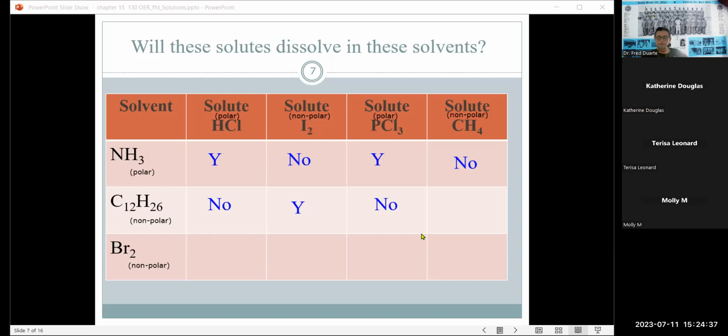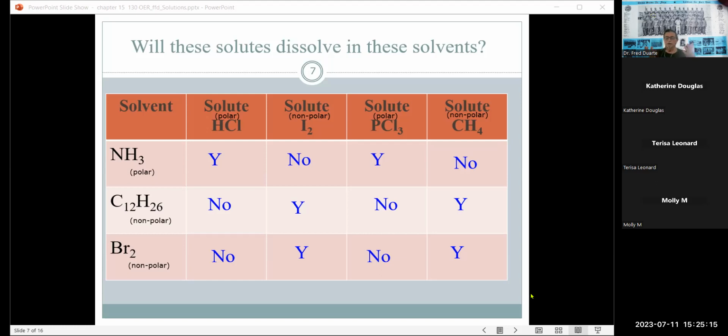It won't dissolve PCl3, because they have differences in polarity, but methane can go into it no problem because they're sharing the same polarity. Bromine and HCl, that'll be a no, differences in polarity, but it will dissolve some iodine, because they both share the same polarity. It won't dissolve the PCl3, but it will dissolve some CH4, again, because they share polarity.